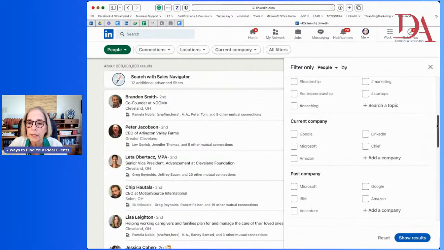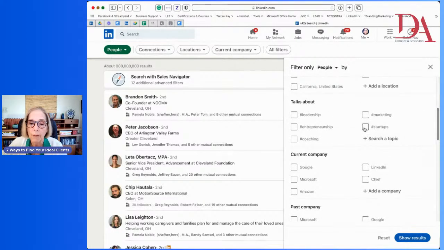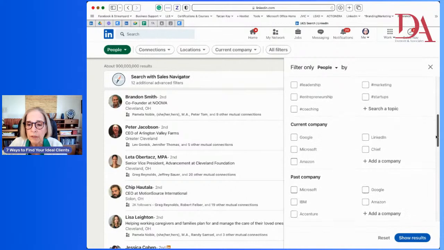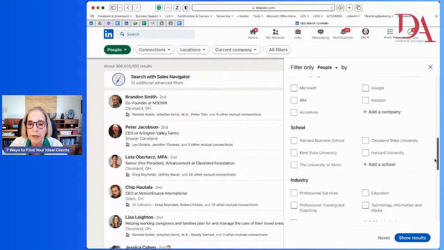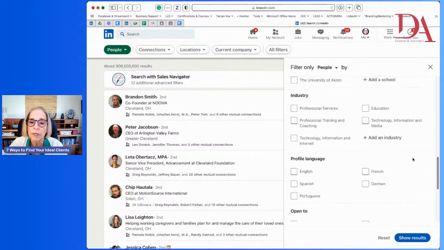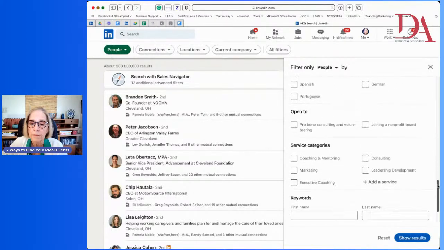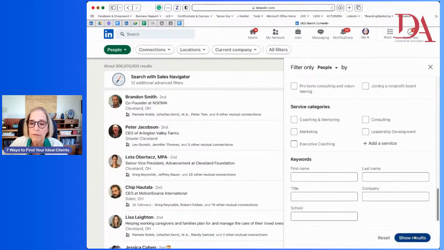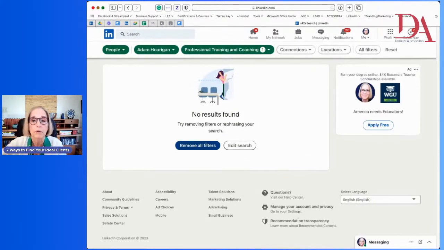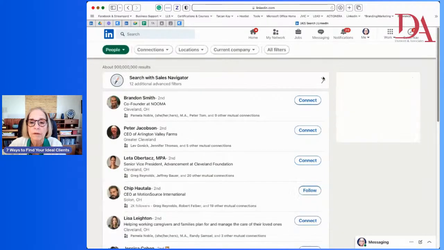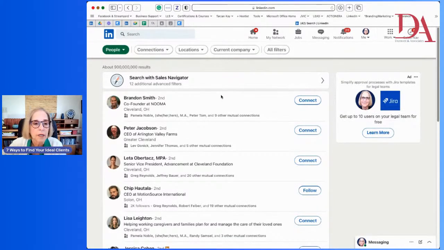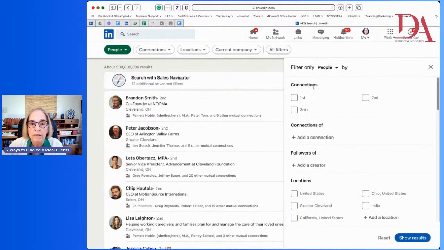So I could go in here and I could say, talks about, I'm not so much looking there. As for me, I'm going to look in, let's do professional training and coaching this time. And see what kinds of results we get. No results found. Okay, so let's go back to that one. Reset all filters. Okay, second degree.